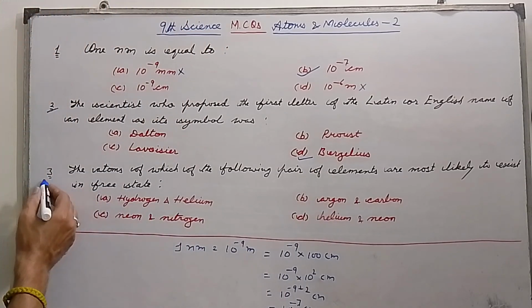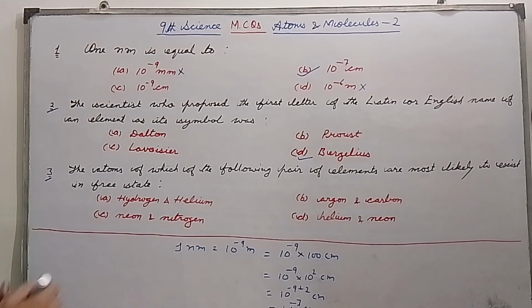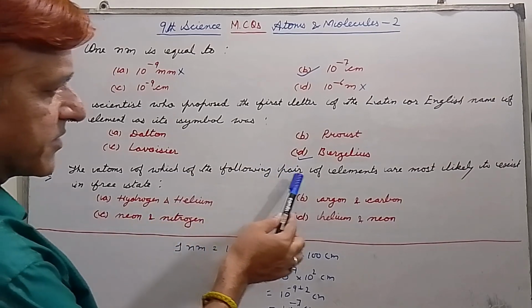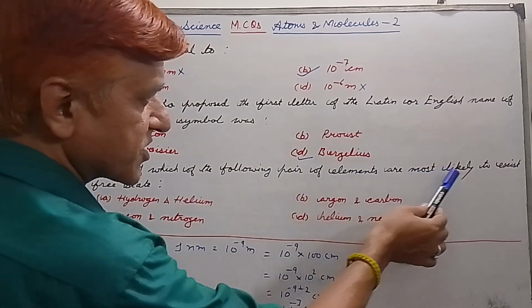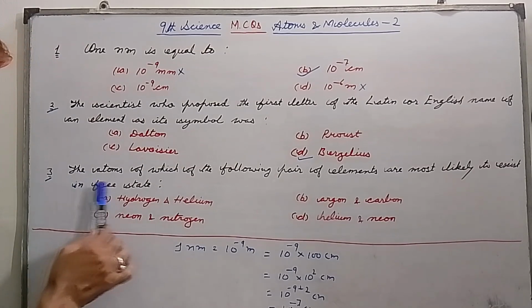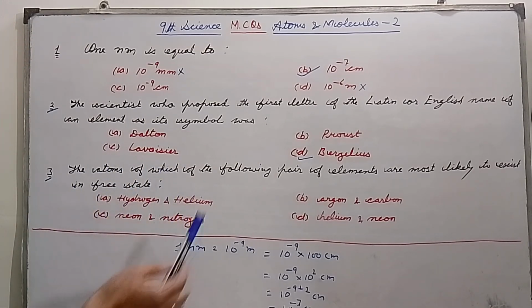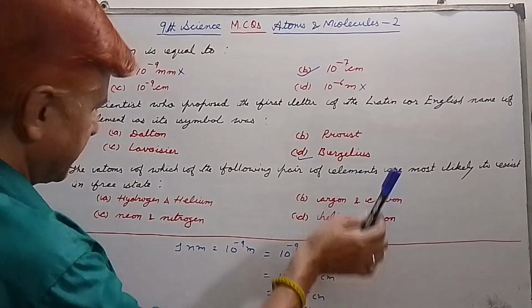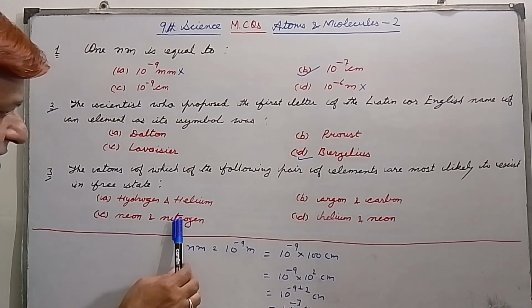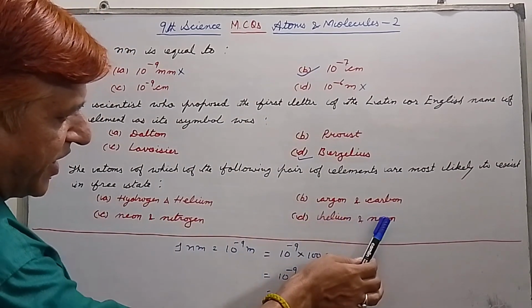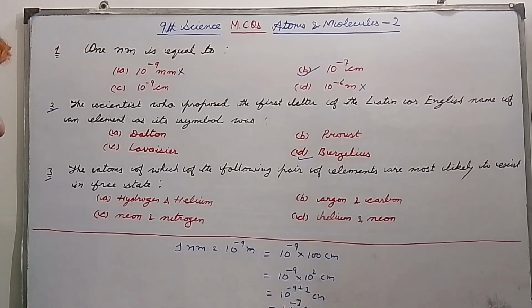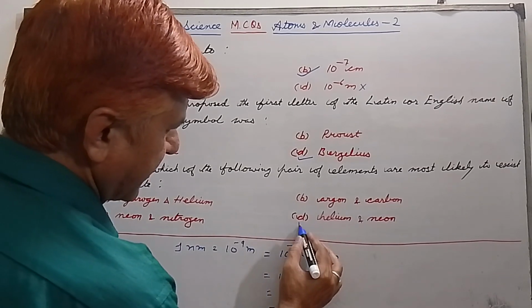Question number 3. The atoms of which of the following pair of elements are most likely to exist in free state? First option is hydrogen and helium, B is argon and carbon, C is neon and nitrogen, and D is helium and neon. So my dear students, here the correct option is D, that is helium and neon.